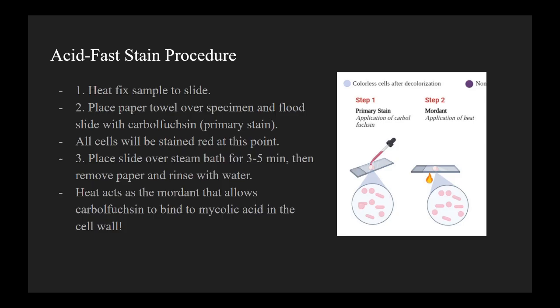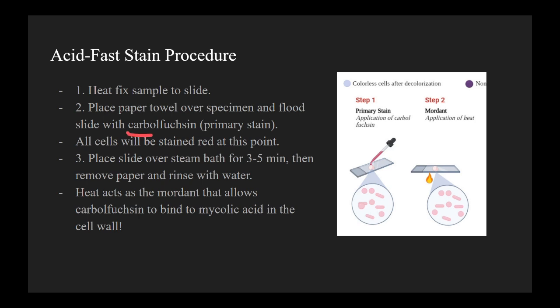Next, we're gonna adhere. I'm not exactly sure why they do this. I would suspect maybe it's because the dye is very strong, so they don't want it to directly spill onto the cells, but I'm not sure. But apparently you have to put a paper towel or filter paper on top of the specimen and then pour the primary stain on top of that.